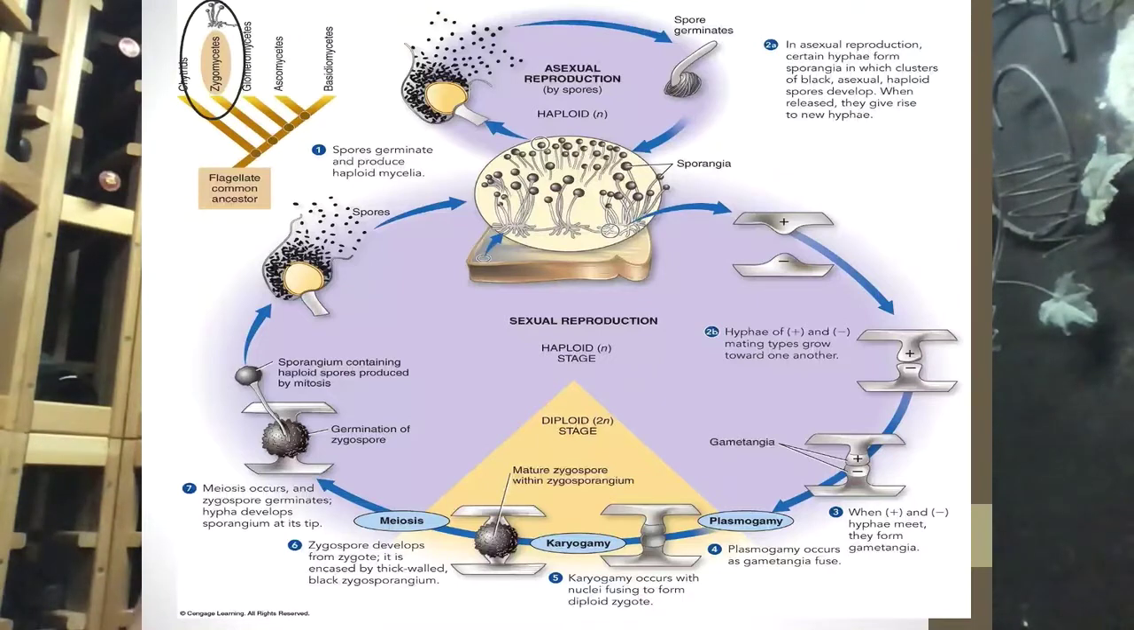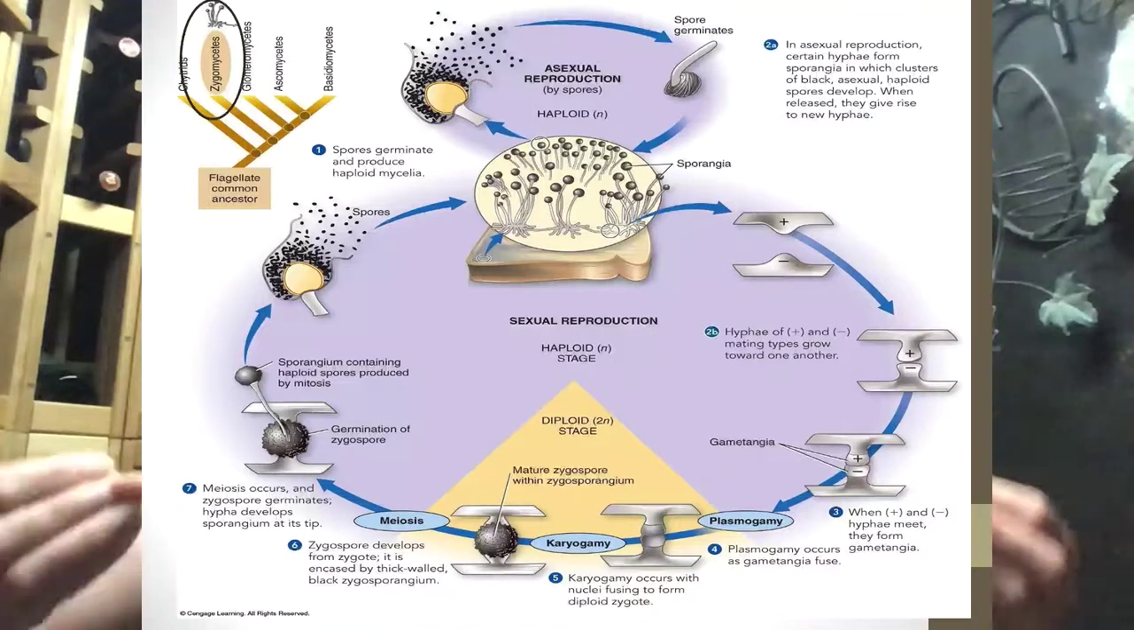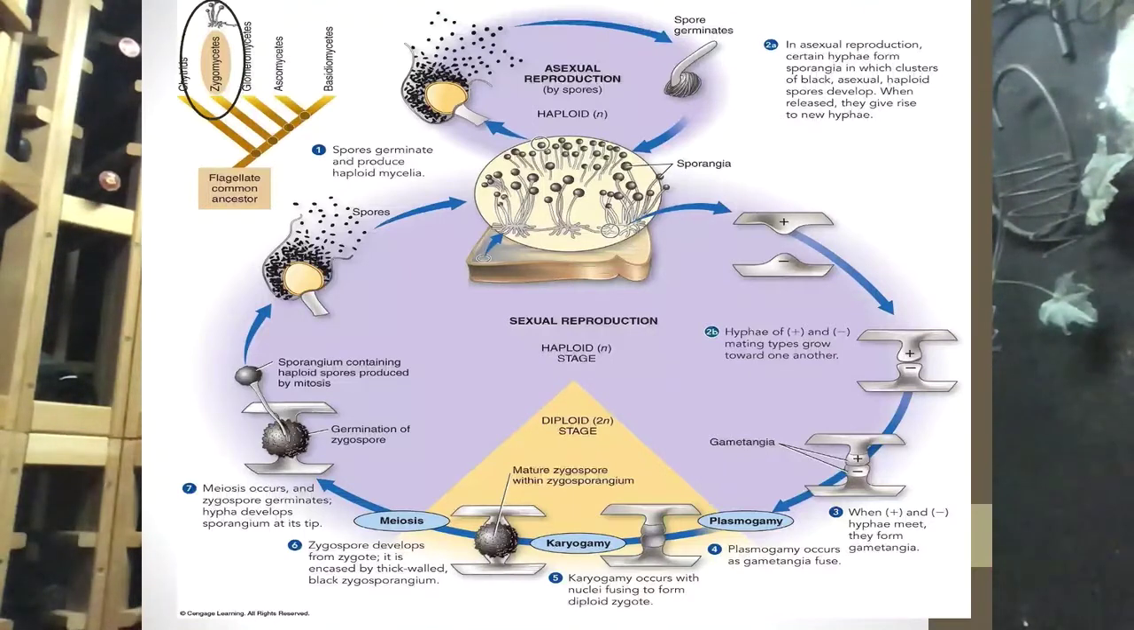Okay, so if you look again, this is for our zygomycetes, a life cycle, maybe something you should take notes on. And you can see number 1 in the upper left corner, where the spores are germinating to produce the haploid mycelia. Okay, so we're in a haploid stage now. So remember then that the hyphae of 2 different organisms that are compatible with one another, and there's where you can see the plus and the minus.